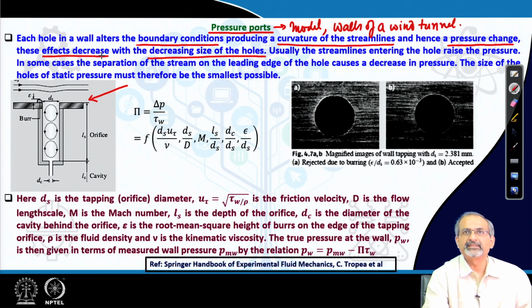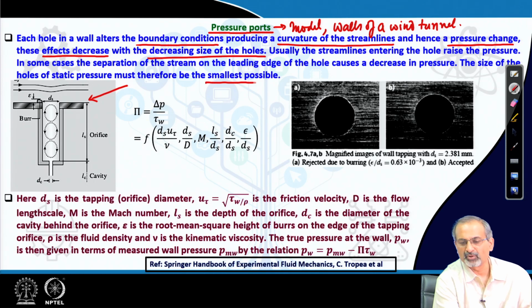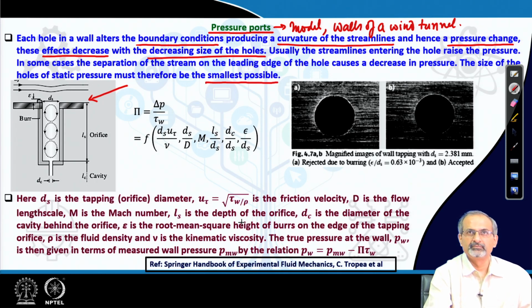Usually the streamlines which enter the hole, they raise the pressure, and in some cases the separation of the stream on the leading edge of the hole causes a decrease in pressure. The size of the holes of the static pressure must therefore be smallest possible, because the way the streamlines are affected, the way the neighboring flow is affected by a port or a hole increases with the size of the hole. So, there could be a rise, there could be a fall in the local pressure, and which is unintended.